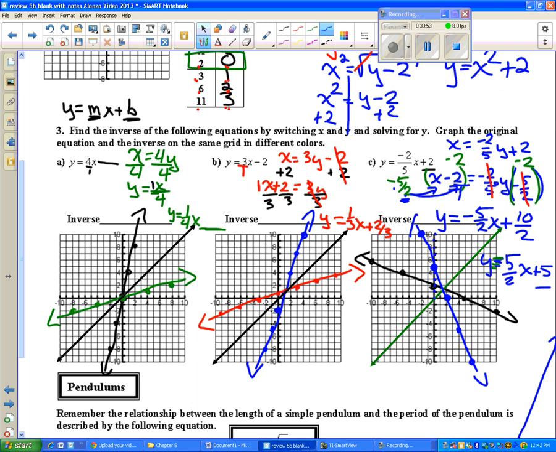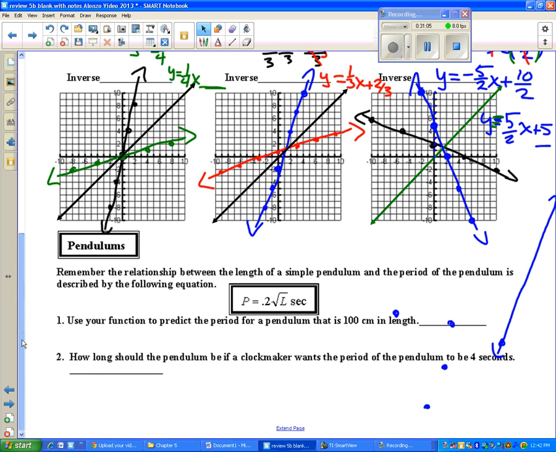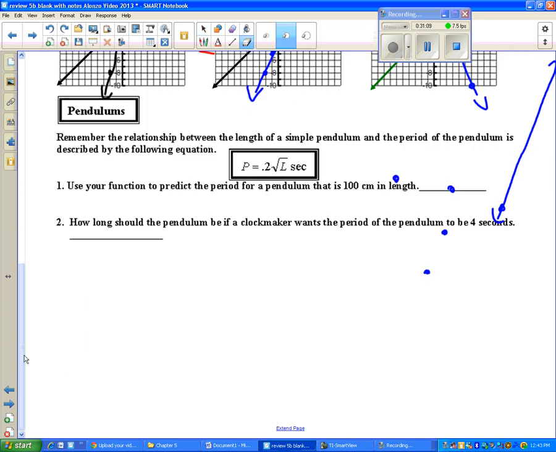It crosses on the line y equals x. That's a better reflection. And I check that to make sure that reflection is right, because otherwise I know I made a mistake somehow. All right. Last portion of what we're doing is pendulums. So let's look at pendulums. Let's see how this works.